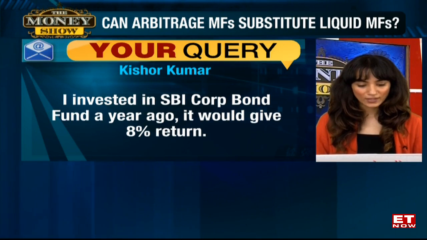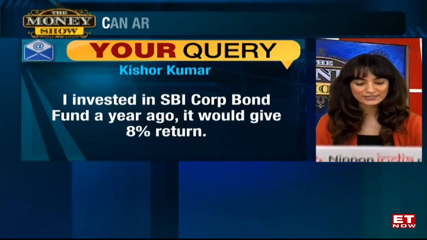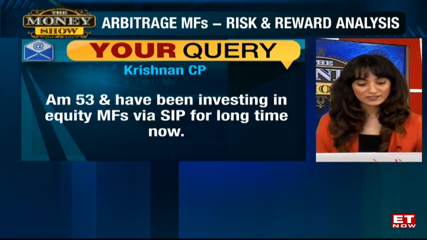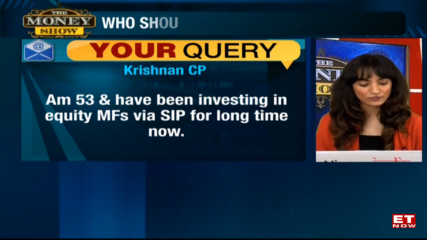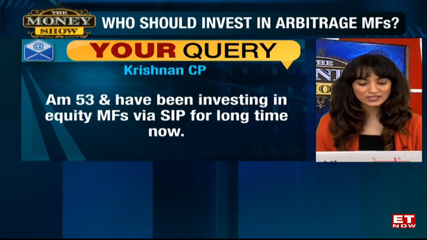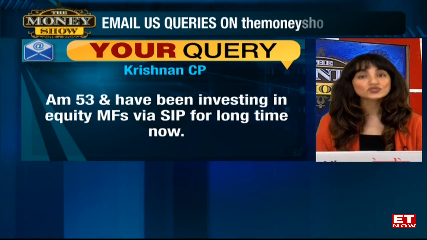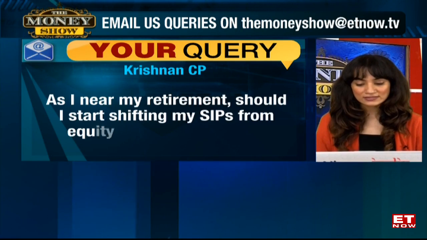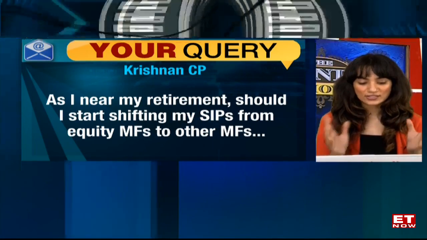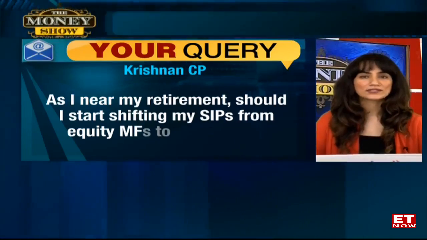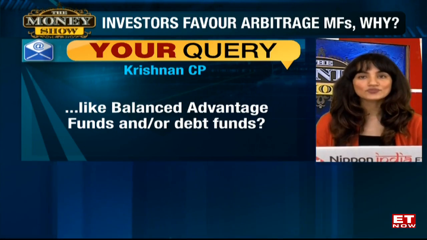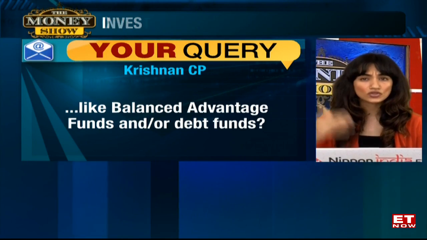All right. Well, we have time for one more question. So Krishnan CP writes in saying, I'm 53 years old and have been investing in equity MFs through the SIP route for a long time now. As I near my retirement, should I slowly start shifting my SIPs from equity MFs to other mutual funds like Balanced Advantage and or other debt funds? Well, he's thinking in the right direction. He is 53, so I think his retirement would be 7, 8, 9 years from now. Is this the right time to start moving away from equities, Anant, or do you think he can wait a little longer?